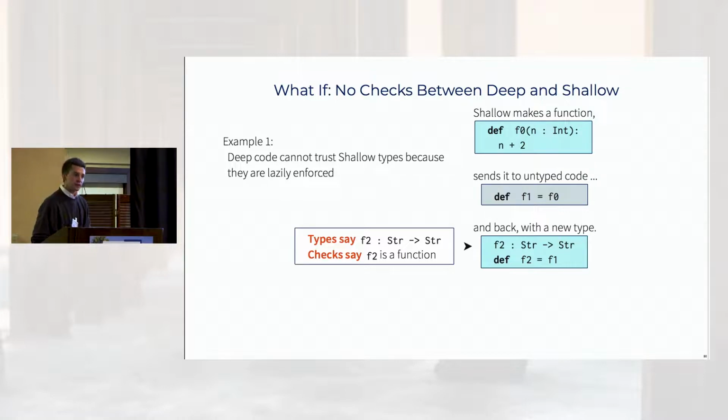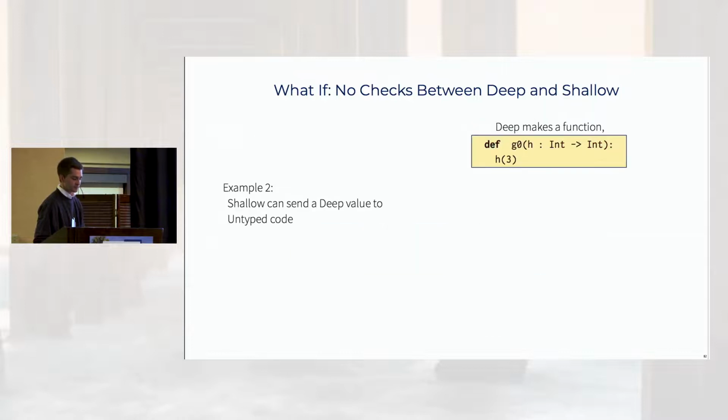But the only thing we've checked at runtime is that f2 is a function. Shallow is lazily going to verify that this function computes good results if we call it in shallow code. But if instead of doing that, we pass it off into deep, now we're in trouble. We have deep types that believe we have a string to string function, and that's definitely not the case. So we need some kind of a check between deep and shallow here.